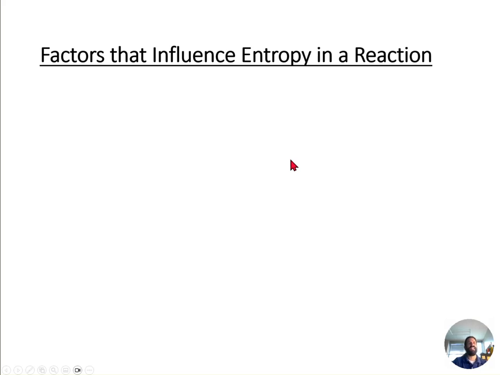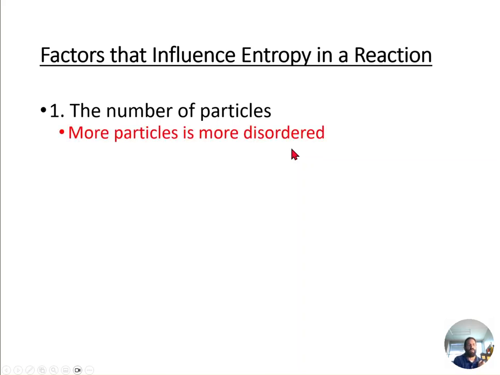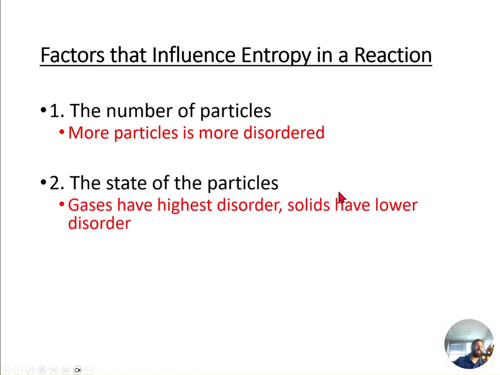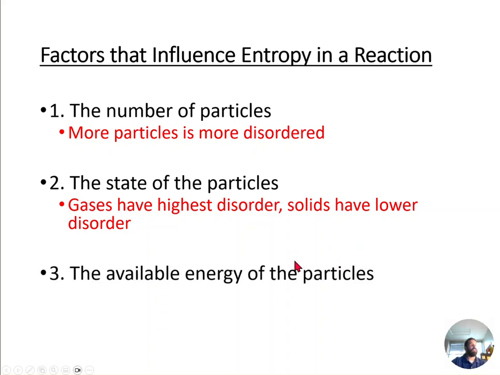There are 3 main things that can influence the entropy in a reaction. One is the number of particles. More particles is more disorder, just like more cars is more traffic. The state of the particles, because gases have the highest disorder and solids have the lowest disorder. And finally, the available energy of the particles.